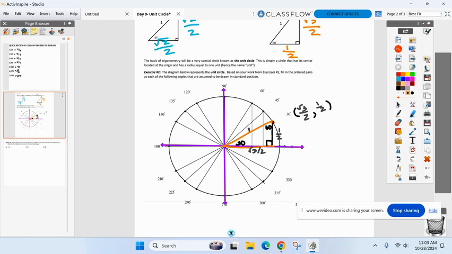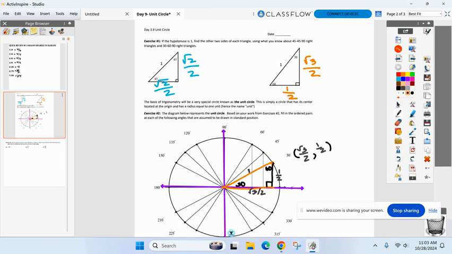How did you get radical 3 over 2 and 1/2 in the first place? Up here, like I used our rules. If you remember, on our 30, 60, 90 triangle, the rule I gave you last week to remember was that the hypotenuse is equal to 2 times the shorter leg. Well, what's the hypotenuse here?